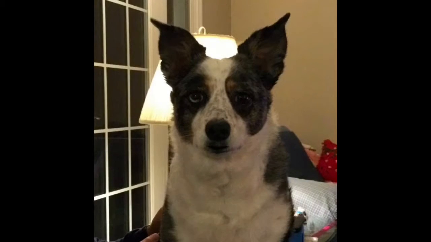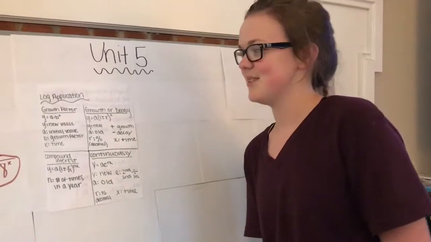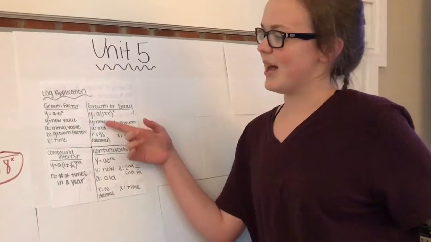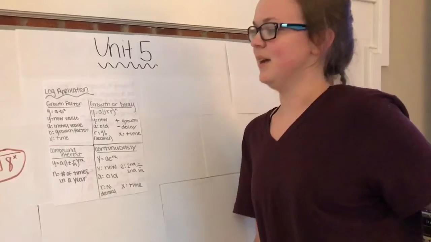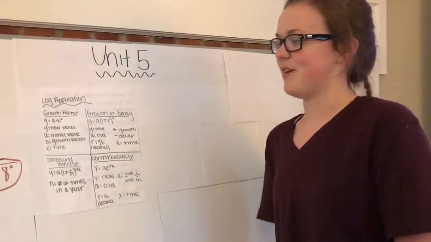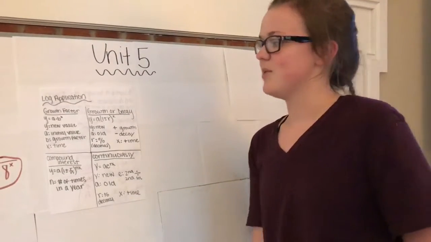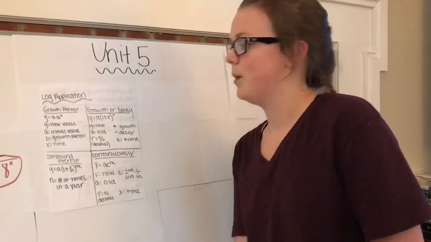Log applications. For log application, we have 4 formulas. The first one is growth factor, which is y equals a times b to the x. And y is your new value, and a is your initial value, where b is your growth factor and x is your time. Then we have growth or decay, which is y equals a times 1 plus or minus r to the x.